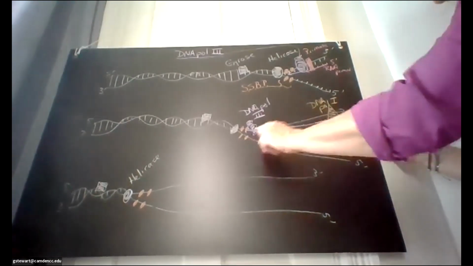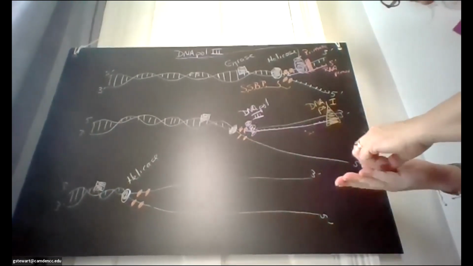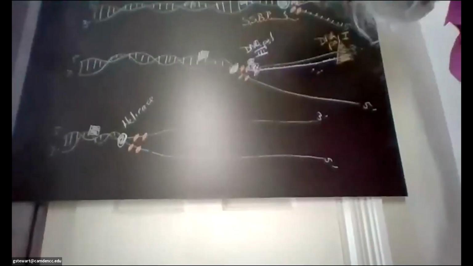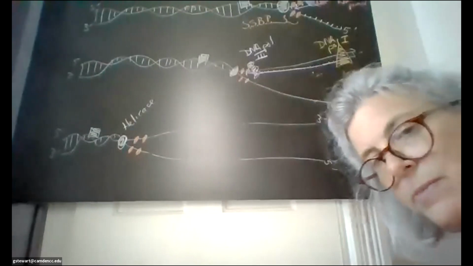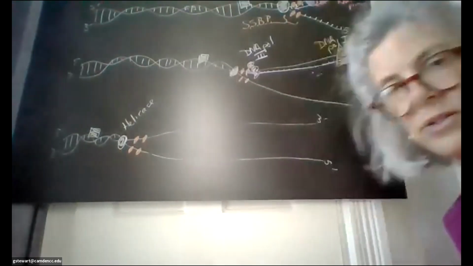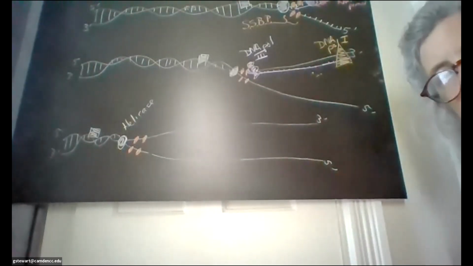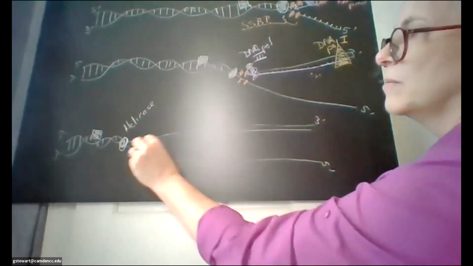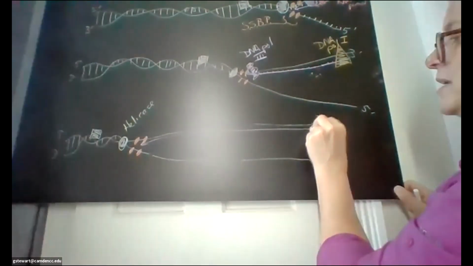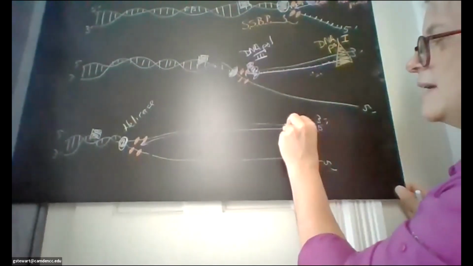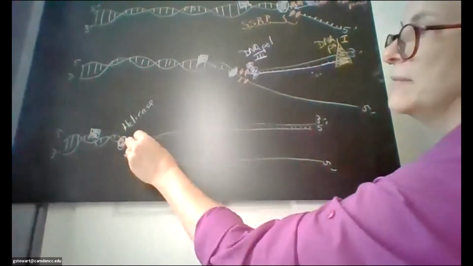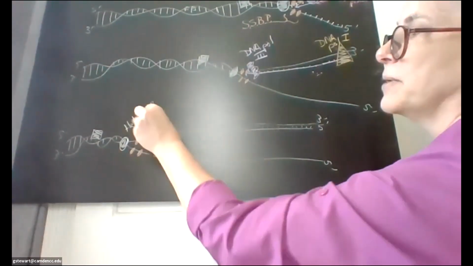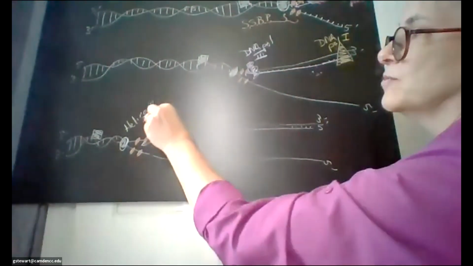And now we have this continuous strand here. This strand here, we call the leading strand because it's made continuously, complementary and continuously. And I'm going to put DNA polymerase 3 out here at the replication fork again.